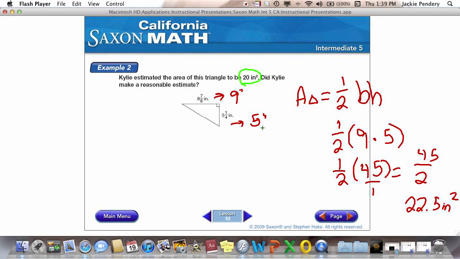He sure did. I'm not sure what exactly he rounded to. Maybe he rounded 8 and 7/8 down to 8, because 8 times 5 is 40 and half of 40 is 20. He didn't do the rounding correctly, but it's still a reasonable estimate. Okay? Excellent. All right. Let's move on to example number 3.